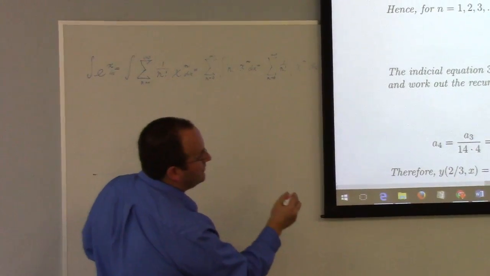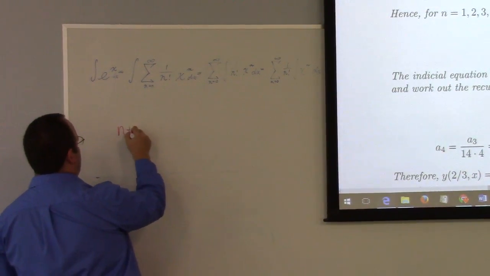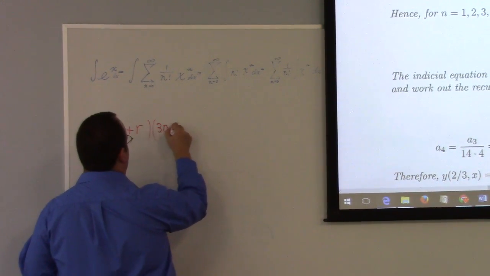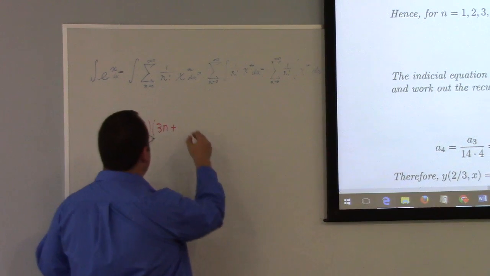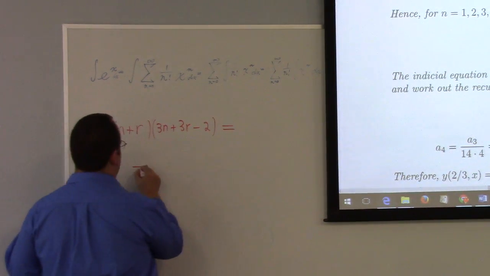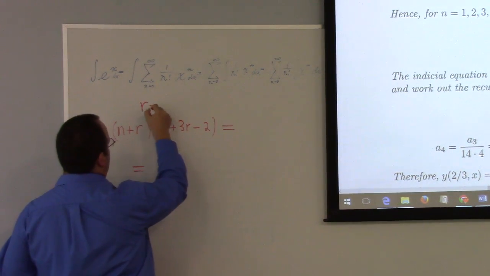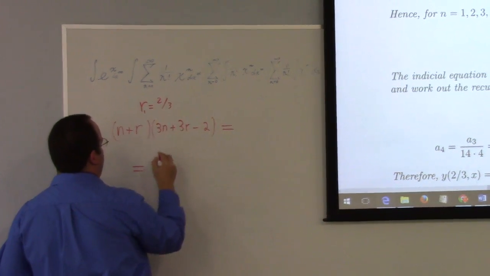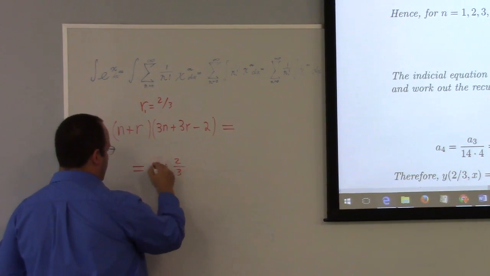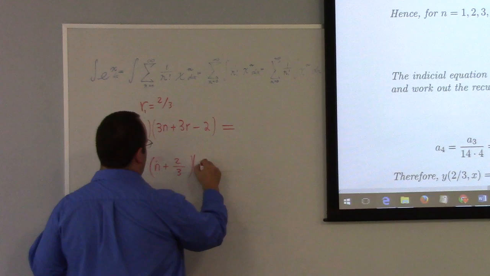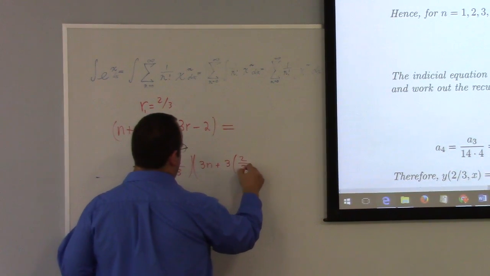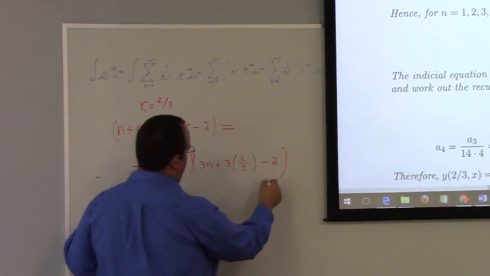Let's see here. So n plus r times 3n plus 3r minus 2. And we're going to put r equals to, what did I say? 2/3. So we've got n plus 2/3 times 3n plus 3 times 2/3 minus 2. Aha, see what happens?